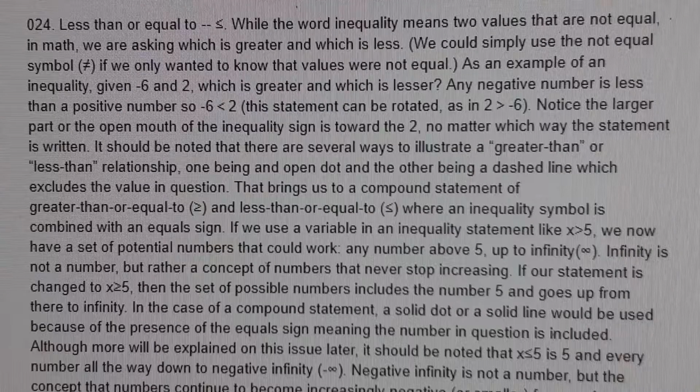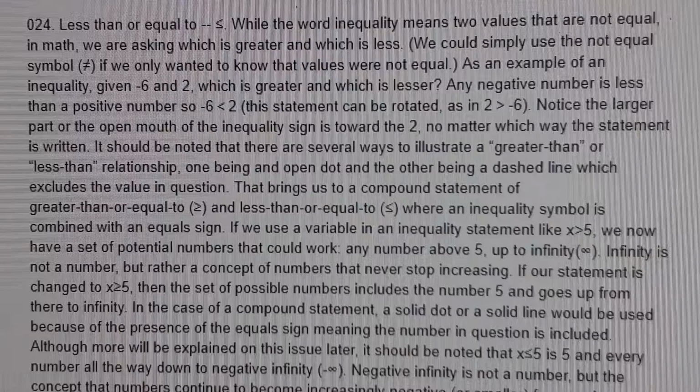As an example of an inequality, given -6 and 2, which is greater and which is lesser? Any negative number is less than a positive number, so -6 is less than 2, with the less than symbol having the small point toward the smaller number, which is -6, and the larger side toward the larger number, which is 2. (Parentheses, this statement can be rotated as in 2 is greater than -6, so now the symbol rotates, still with the larger side toward the larger number 2.)